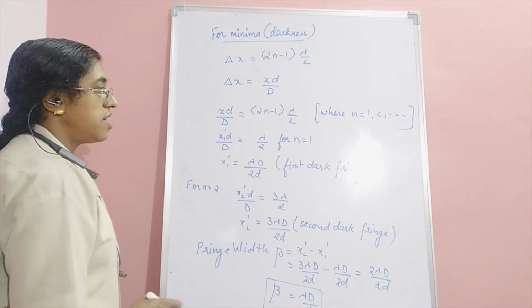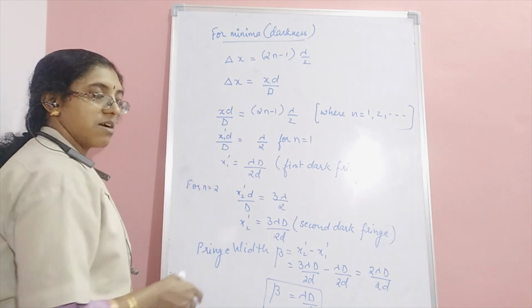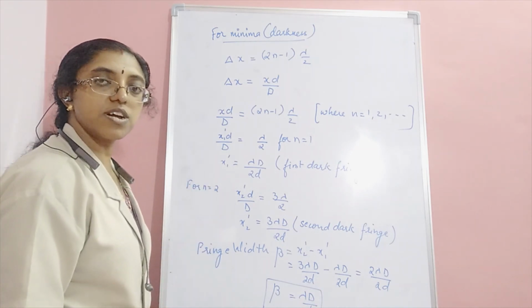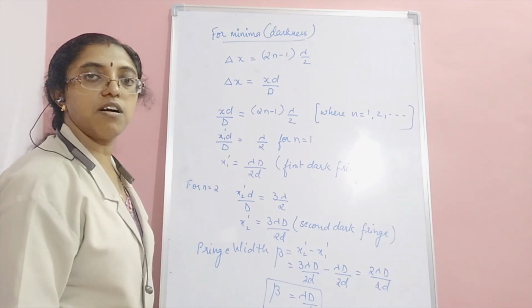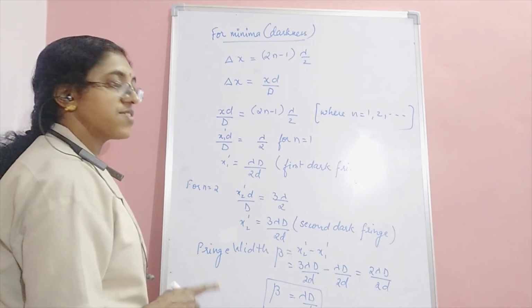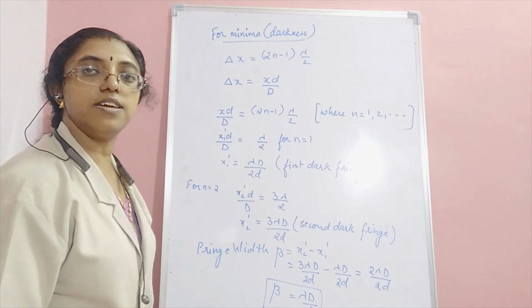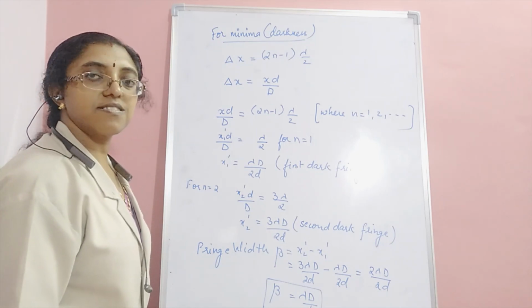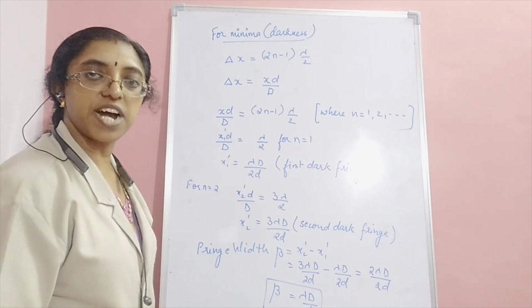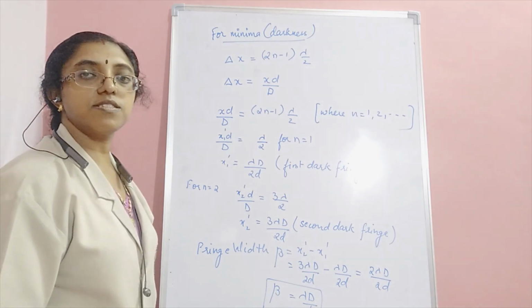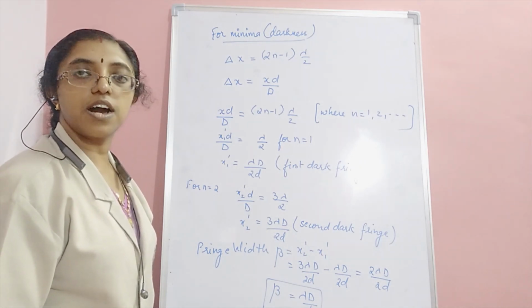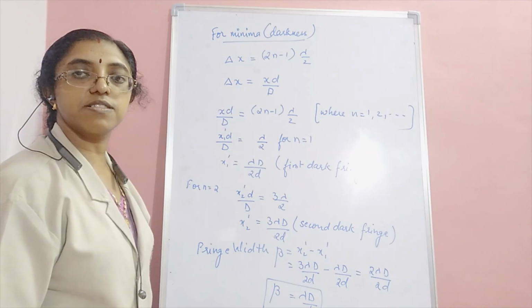That is, children, when we see both the conditions, whether it is a maxima or a minima, when we derive the fringe width, it remains the same. That is, in an interference pattern, the distance between two consecutive bright fringes or the distance between two consecutive dark fringes always remains the same.